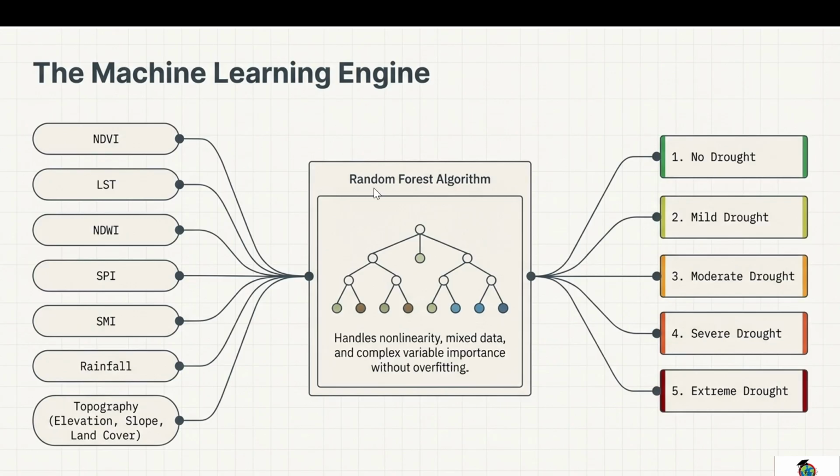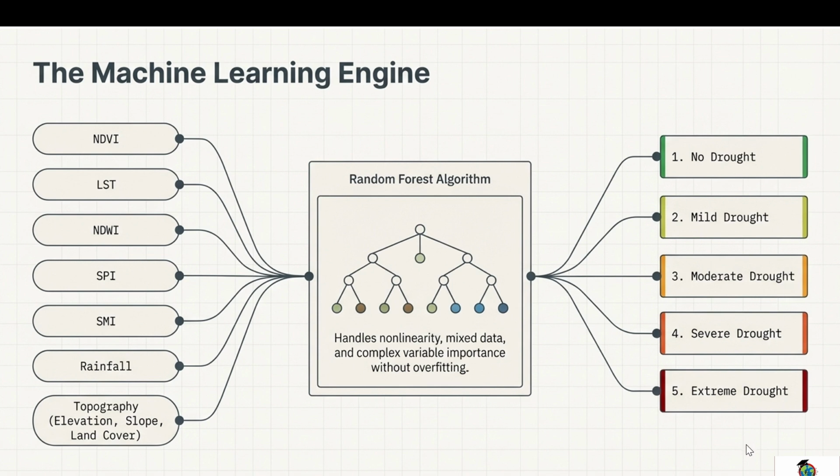And this is the machine learning concept. So we simply input all of the data: NDVI, LST, NWI, SPI, SMI, rainfall, then topography data, elevation, slope, and land cover data, into the random forest algorithm. Further it is classified into no drought, mild drought, moderate drought, severe drought, and extreme drought, with the help of the machine learning algorithm. These are our predictor values. We simply apply them in our model, and further we classify these classes.